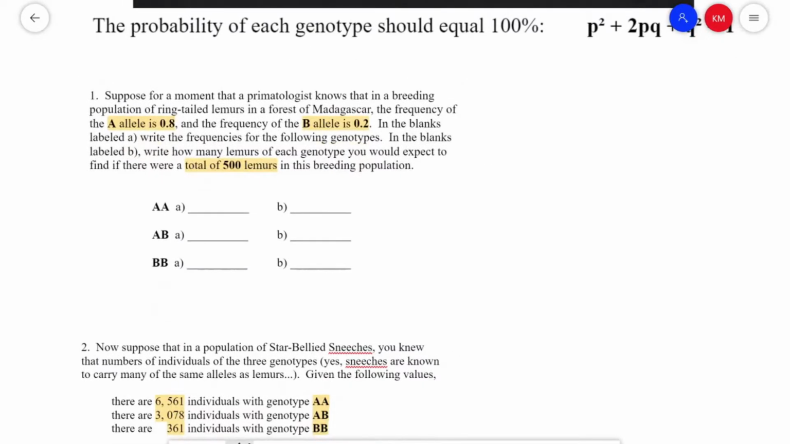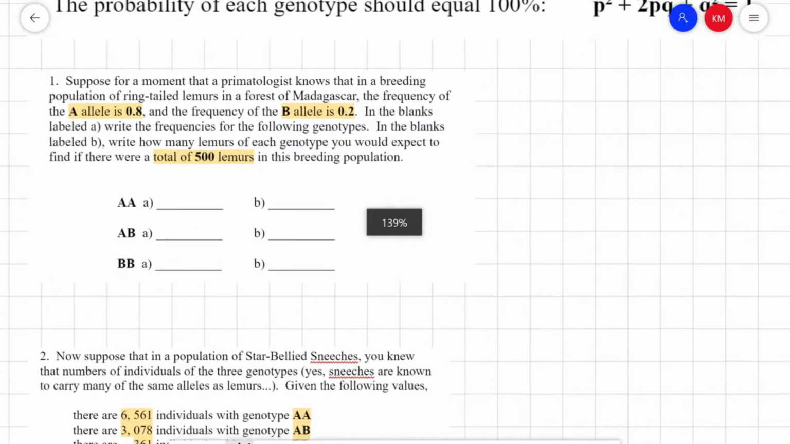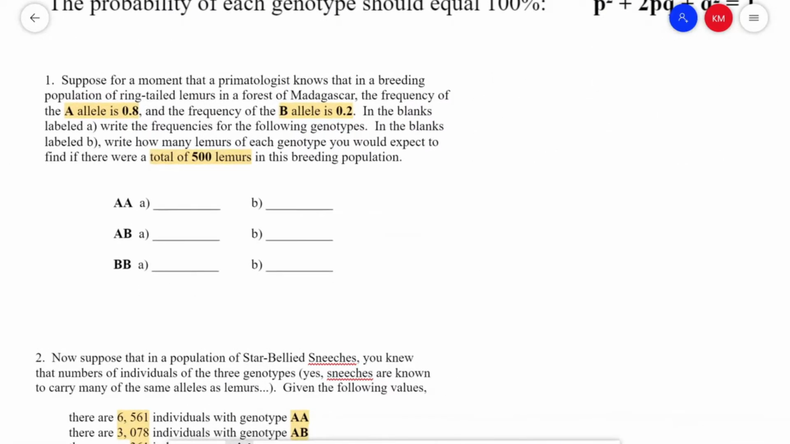So the first thing we're going to want to do is, in space A for each of those, write the frequencies of those genotypes. So we need to find the frequency of the AA genotype, the homozygous, the frequency of the heterozygous AB, and the frequency of the homozygous BB. Alright, so we're not going to worry about the second part yet. Let's just focus on the first part. So we're told that the A allele frequency is 0.8, B allele frequency 0.2. One thing you should notice is that that's also always going to add up to 1. So 0.8 plus 0.2 equals 1.